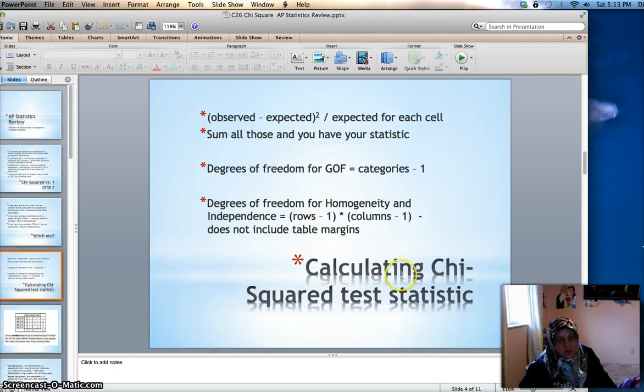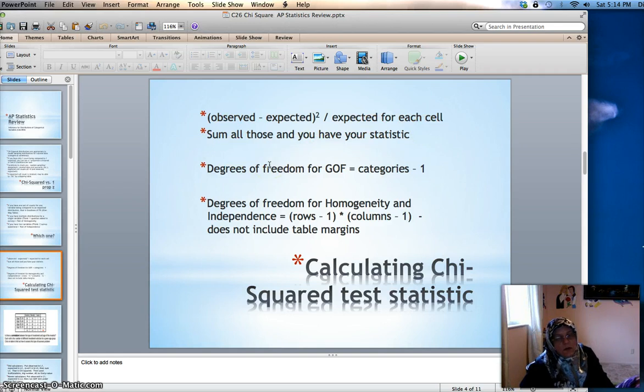The chi-squared distribution doesn't look like the normal model or the t-distribution. It is skewed to the right, and all of its values are positive. So it starts at 0, and then it's skewed to the right. When we want to calculate our test statistic on this distribution, this is how we do it. You take your observed count minus what's expected, square that difference, and divide it by the expected number. You do that for every cell in your table, sum all of those up, and you have the chi-squared statistic.